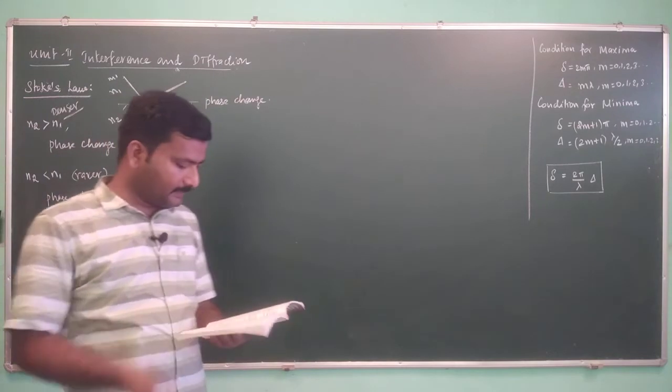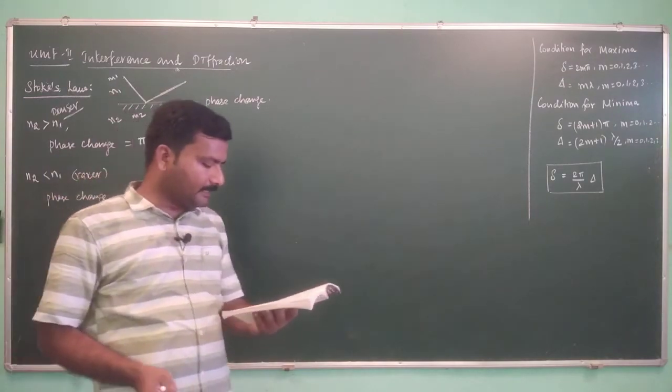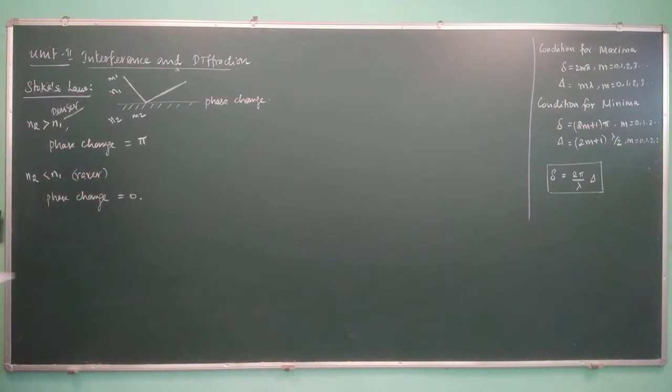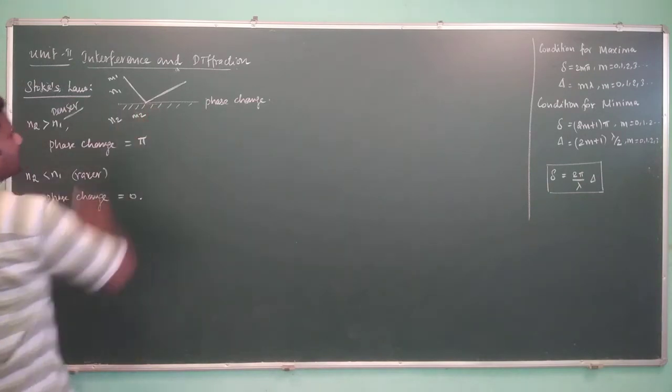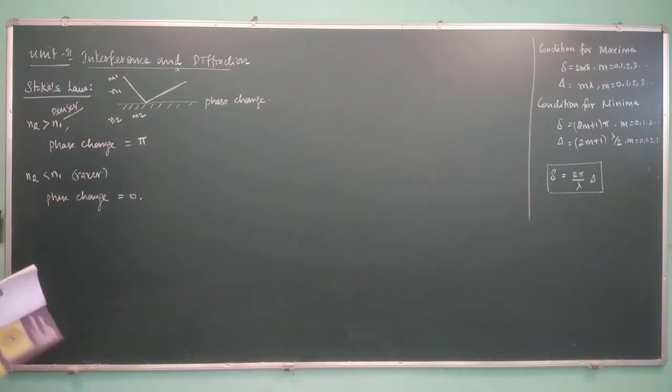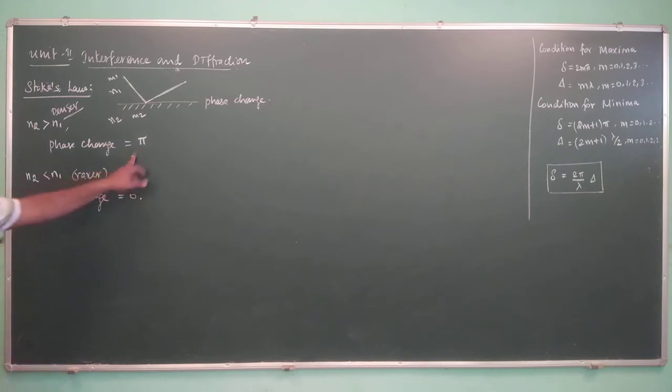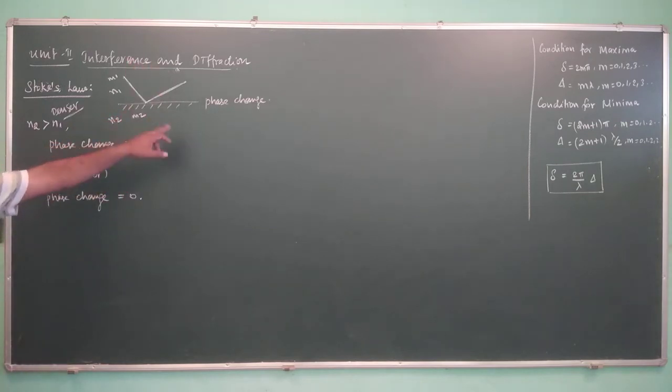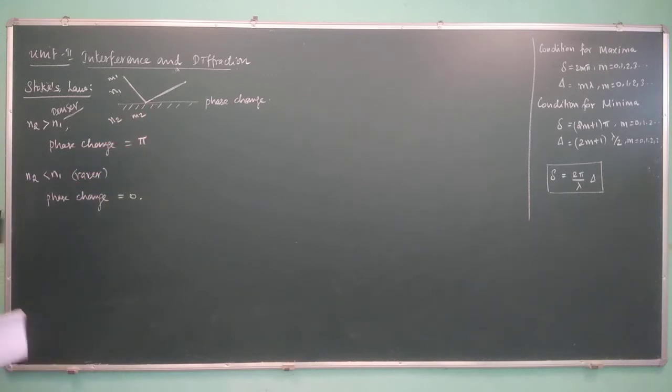So essentially, Stokes' law states that when a light wave is reflected from an optically denser medium, it will undergo a phase change of pi when it is getting reflected. If it is a rarer medium, no phase change happens between the incident and reflected light ray.